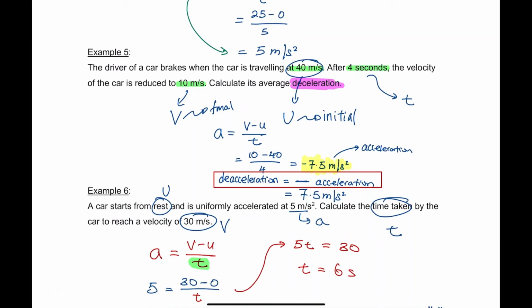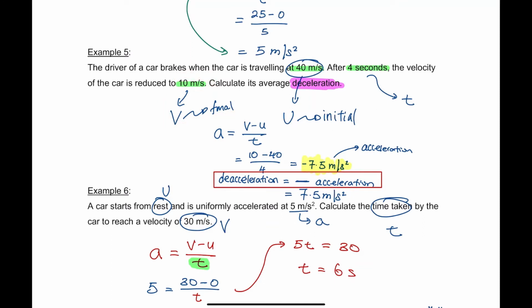Whereas for example 5, we are going to talk about the word brake. When I think of brake, we must always think of the word deceleration. My car is going slower and slower and slower. I was initially traveling at 40 meter per second, this is my initial velocity. The total time they give me is 4 seconds. And then they say the velocity of the car is reduced to 10 meter per second. That means after 4 seconds it reduced to 10 meter per second, so 10 meter per second is my final velocity.